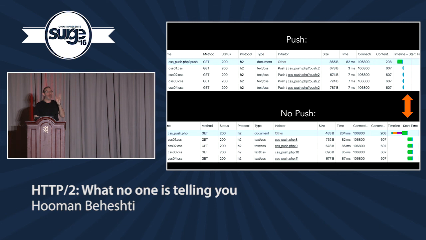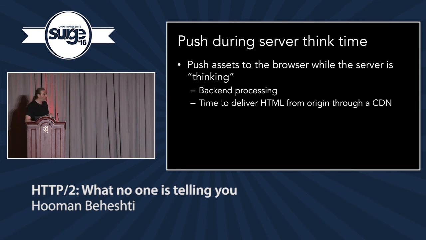thought. What's more interesting and probably cooler is the idea of pushing things to the browser during server think time. What's server think time? Server think time is the time it takes for our server to assemble an HTML for us. Or if you're using CDNs, the difference from the edge to your origin. You go through an edge server, you got to go all the way to origin. This is not necessarily close to your users. And during that time, you can do some pushy things to the browser.